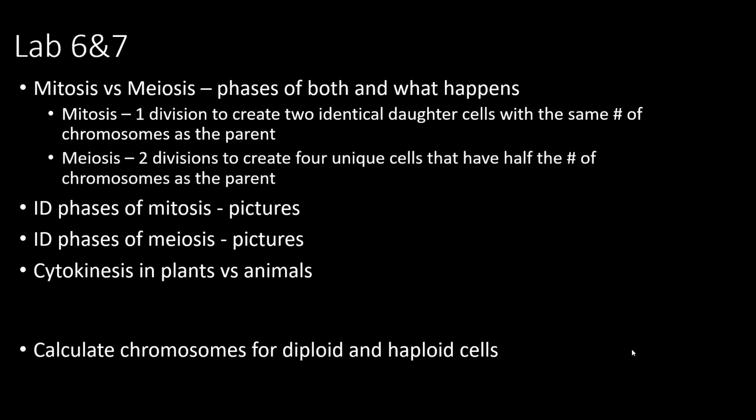But in meiosis, we see that there are two divisions that take place, and this creates 4 unique cells that have half the number of chromosomes. This is so that we can create things like egg and sperm, so that when an egg and sperm come together, we can then create a whole new organism. So meiosis is part of sexual reproduction.